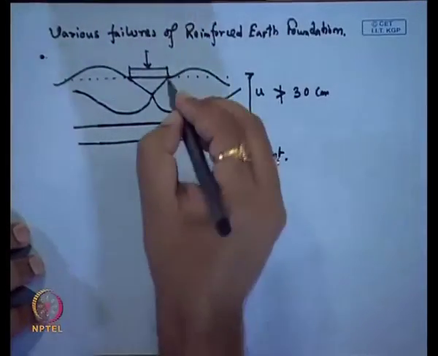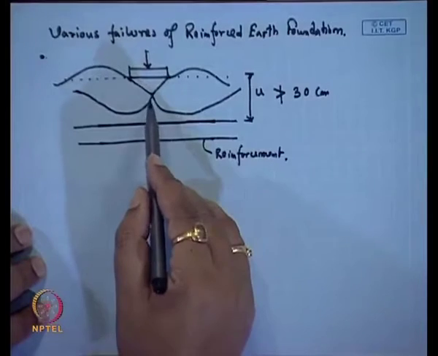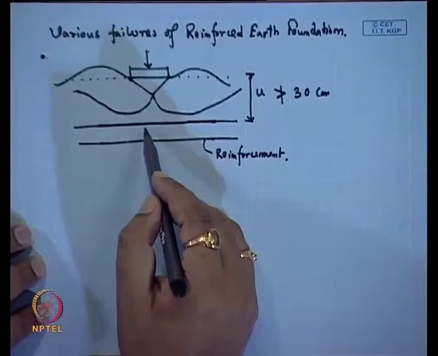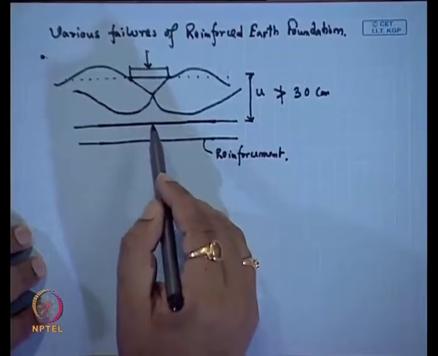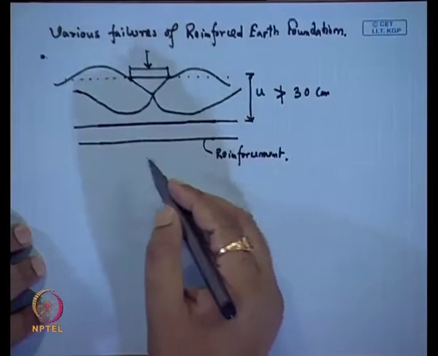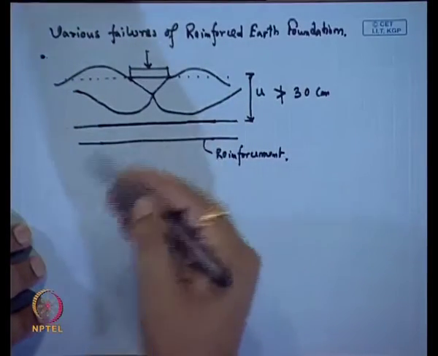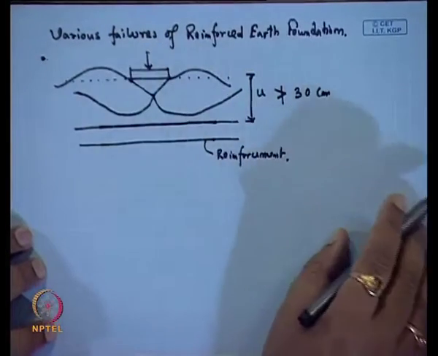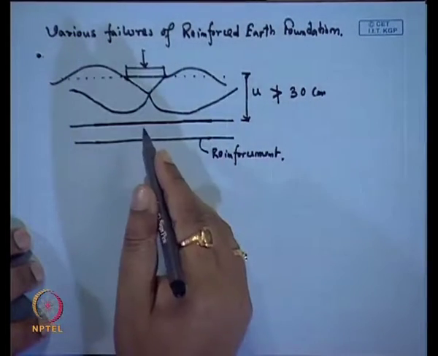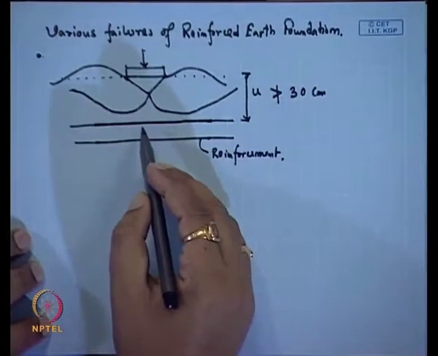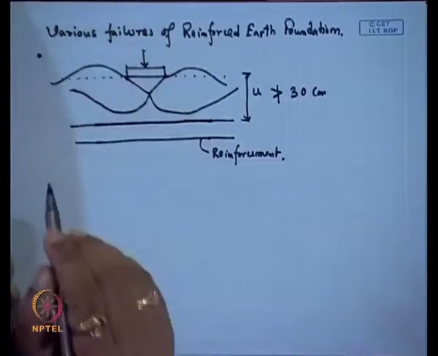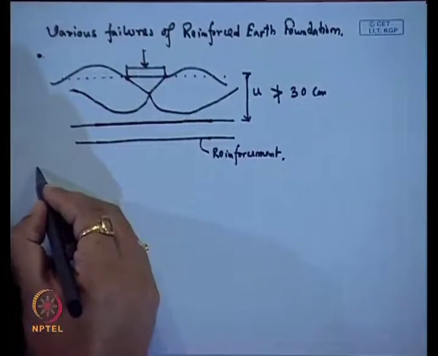So, this is one type of failure, where the reinforcement is placed far below the foundation and all the failure has occurred above this reinforcement. So, the effect of reinforcement will not act, or will not be considered in this design. So, that is one type of failure.